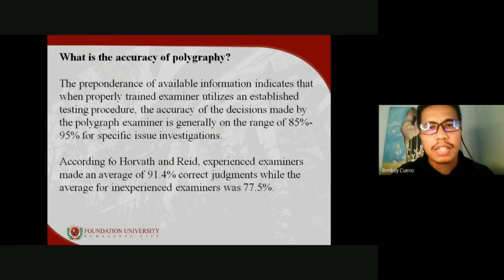What is the accuracy of polygraphy? Okay? The accuracy is in the range of 85% to 95%, while for experienced examiners, it can reach 91.4% correct judgment. For inexperienced examiners, the accuracy is only about 77.5%. That is why training and experience in the utilization of polygraph should be obtained.